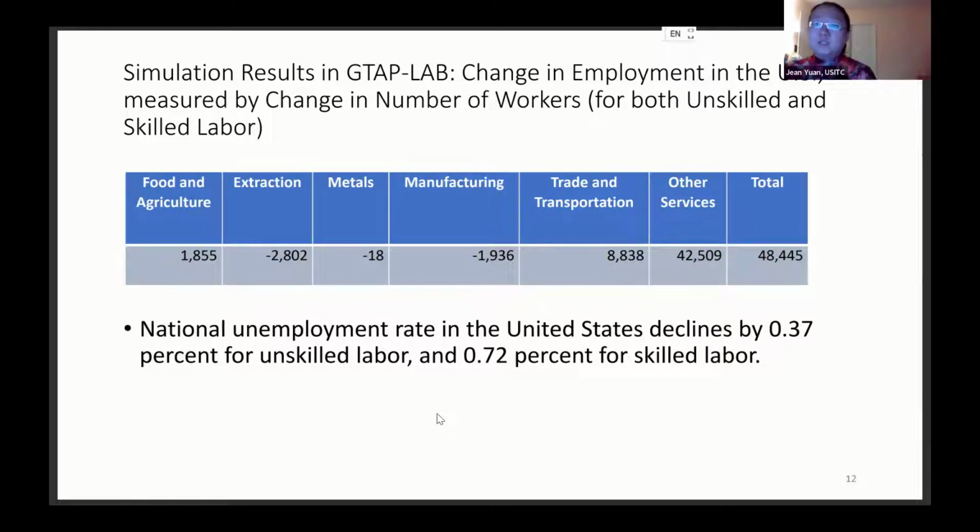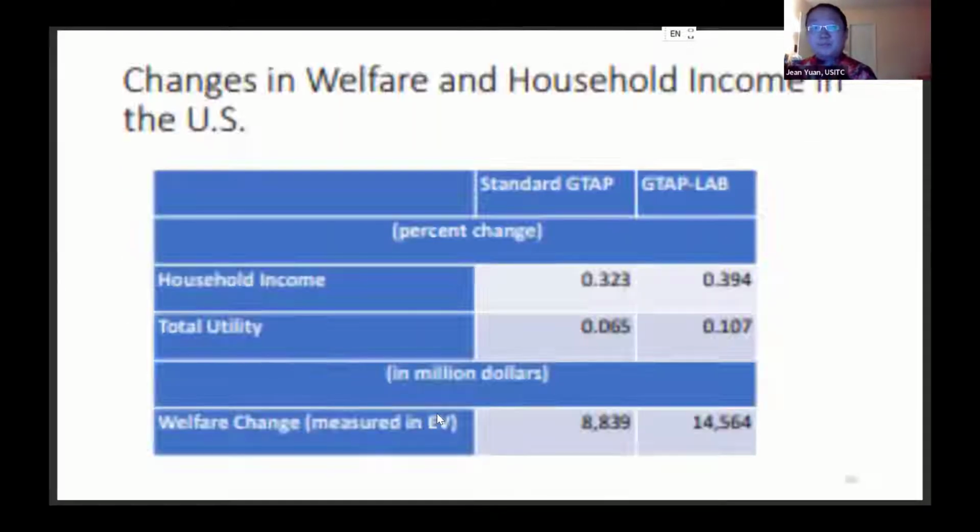That's the percentage changes. But the services industry composes the highest share in the US economy. So that's why a small output increase really translated into pretty big increases in absolute value terms in the number of workers working in those sectors. And the national unemployment rate in the US declined by 0.37% for unskilled labor and then 0.72% for skilled labor.